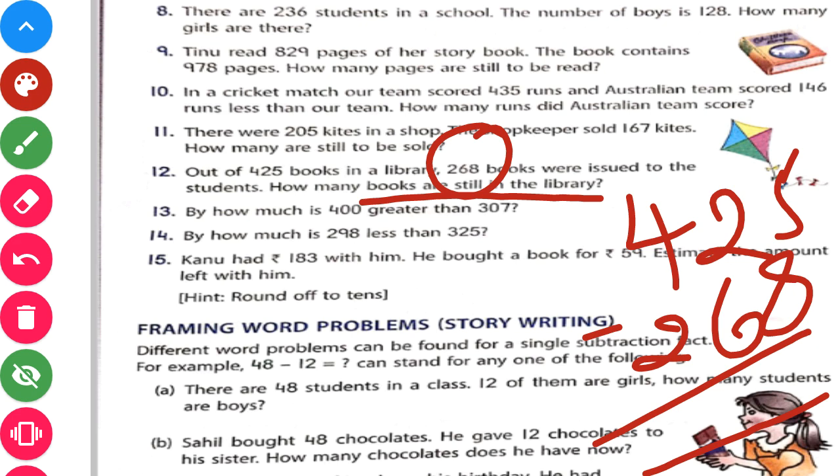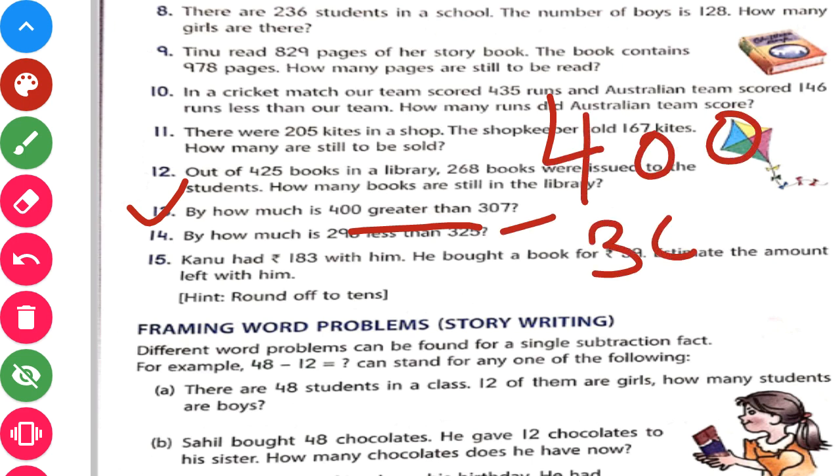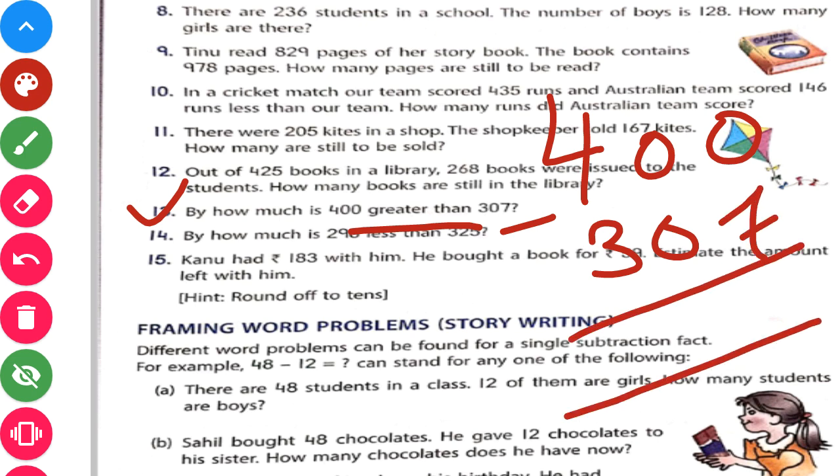Now, let us move toward the next question. Question number 13 says, how much is 400 greater than 307? The word greater than is used here. We will subtract. So, 400 minus 307. Let us do.